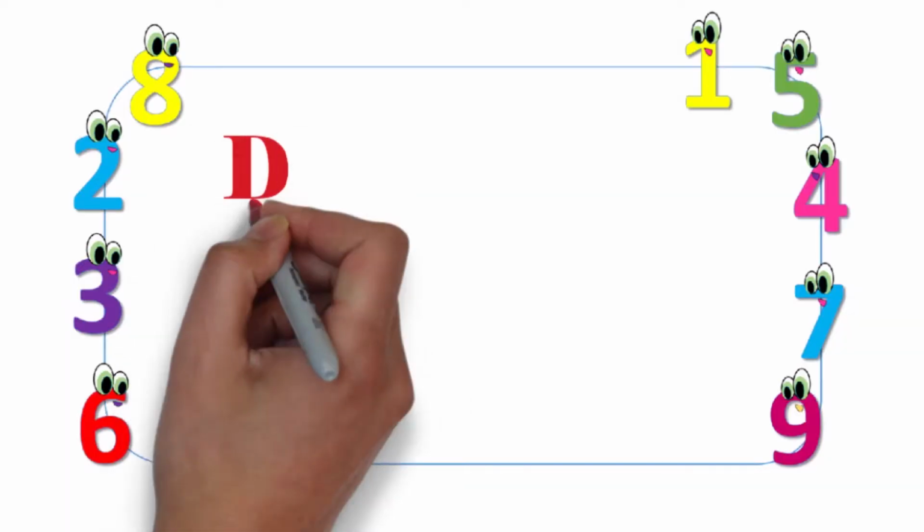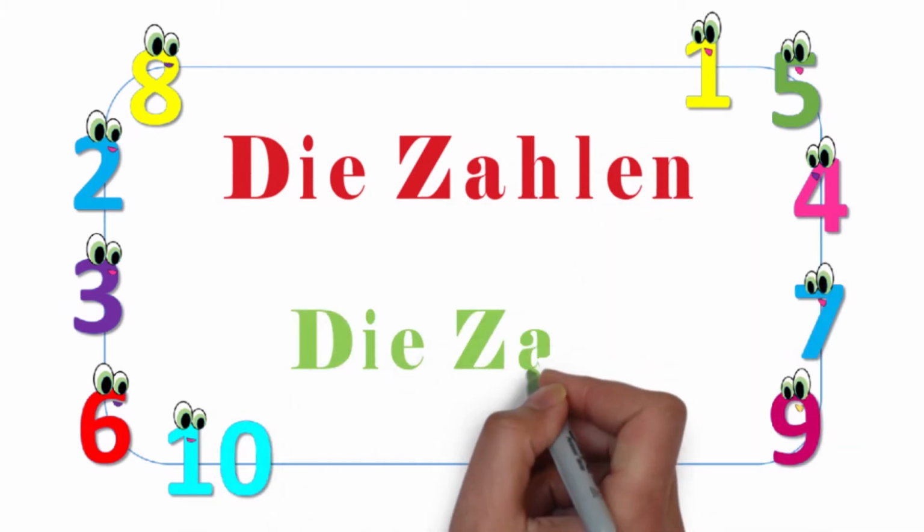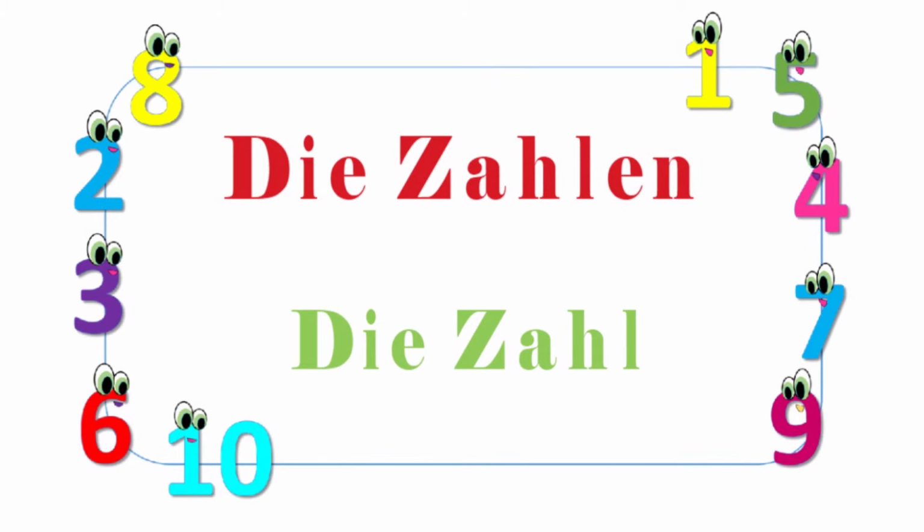And let's begin with the numbers now. In German, the numbers are called die Zahlen, that is the plural, and the singular is die Zahl. Here goes the first one.